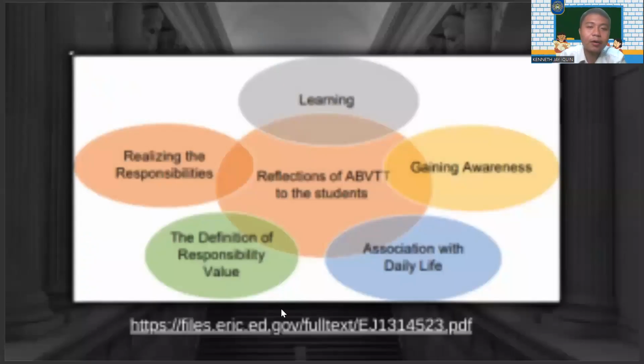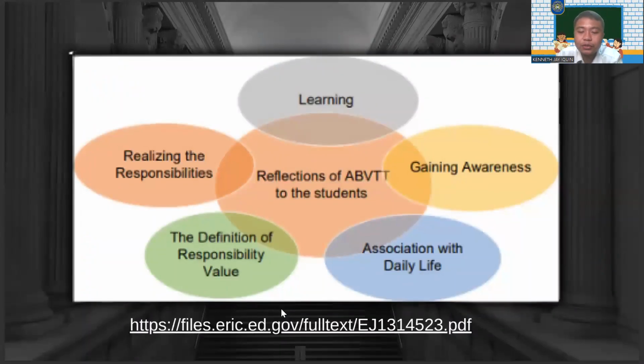Here is a diagram showing the reflections of students in relation to the integration of values education in various disciplines, specifically in science and technology. It helps them realize their responsibilities, they gain learning, they gain awareness, they associate their learning to daily life, and they define their responsibility value.